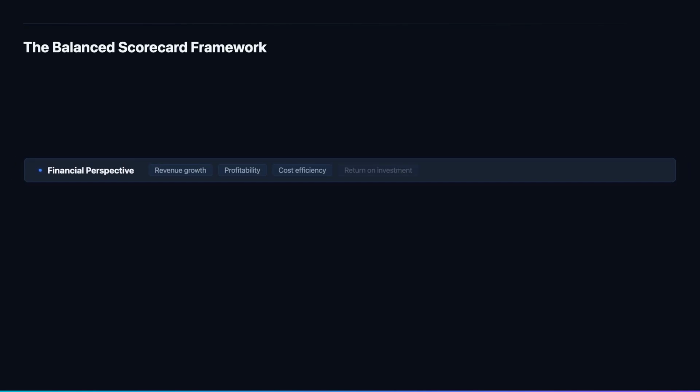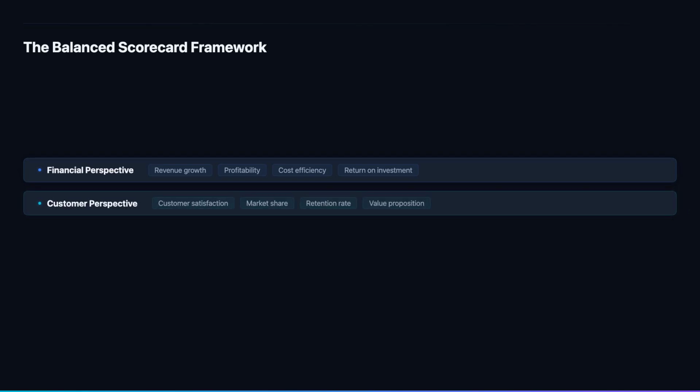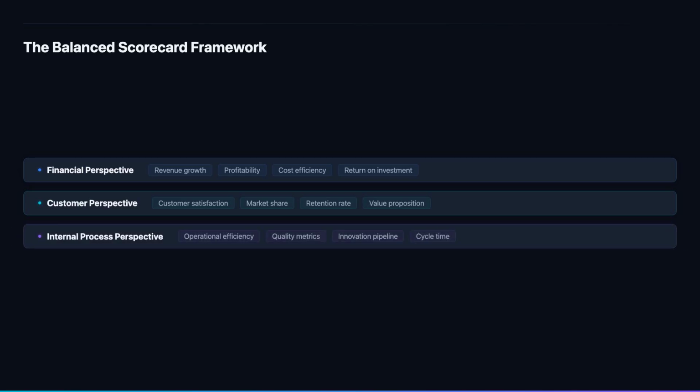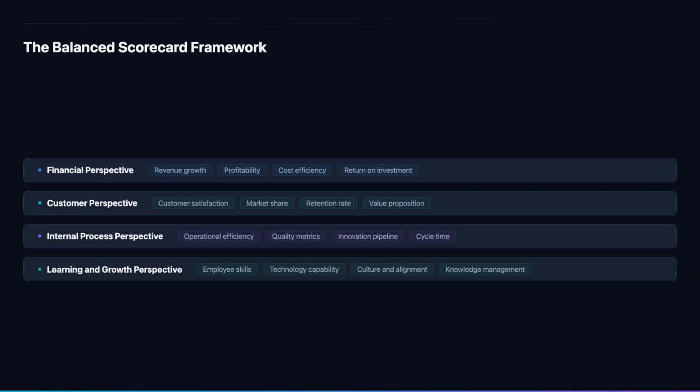The financial perspective answers the question, how do we look to our shareholders and stakeholders? The customer perspective focuses on how our customers experience and perceive the value we deliver. The internal process perspective identifies which business processes we must excel at to satisfy customers and stakeholders. Learning and growth is the foundation that enables improvement in all other perspectives.